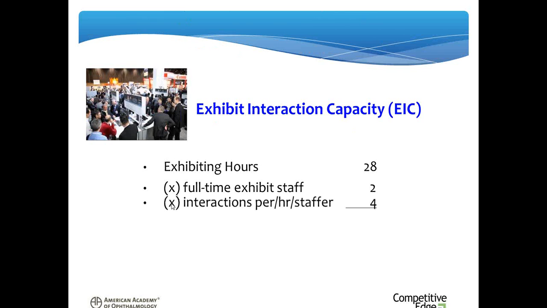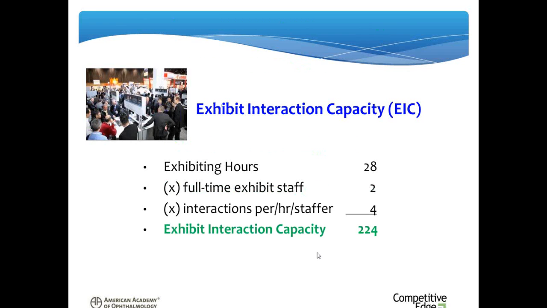4, moderate, 5, aggressive. So if you want to play this conservative, the average booth staffer will talk to 3 people on an average hour. The average booth staffer will talk to 4. The average will talk to 5. Okay, that level. Multiply whatever numbers you plug into this formula, and you have got your exhibit interaction capacity.